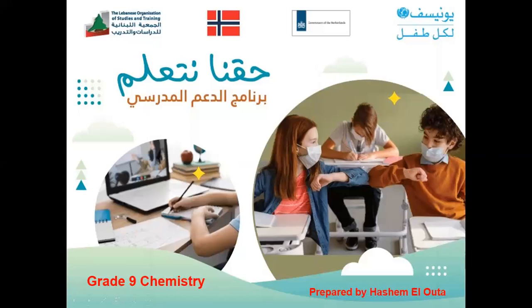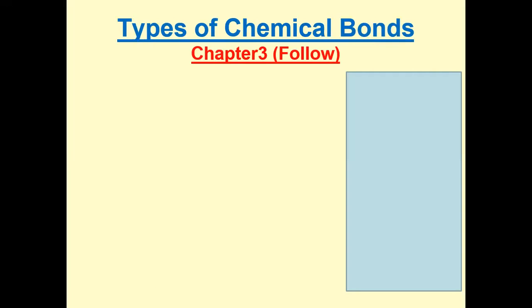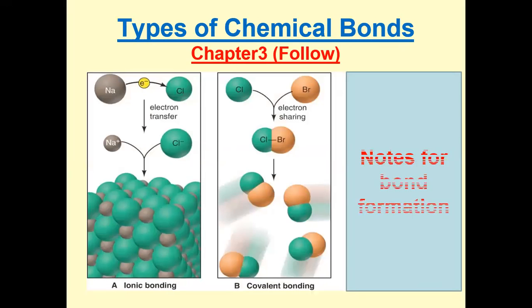Today we will complete the ionic chemical bond for chapter 3, notes for bond formation. There are two types of chemical bonding, as we see: an ionic bond and a covalent bond.